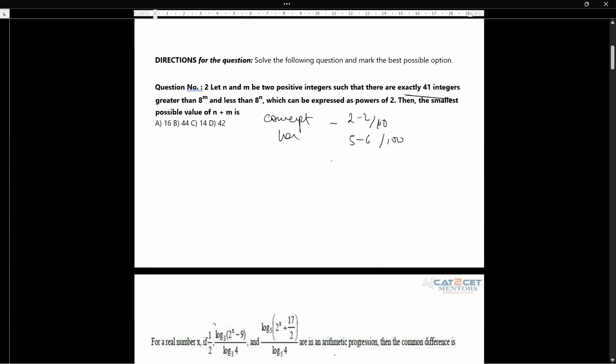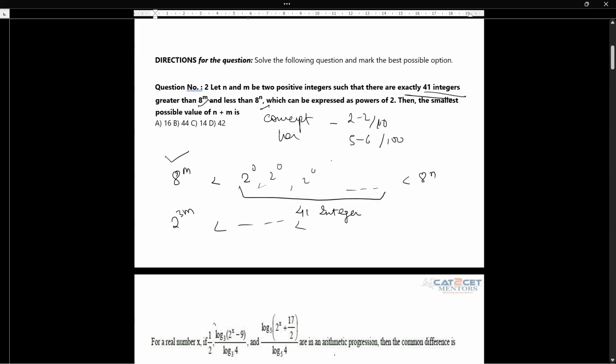First, let us understand: let n and m be two positive integers such that there are exactly 41 integers greater than this and less than this. So you need to understand that 8 can be expressed as 2 to the power something, 2 to the power something, and so on, up to 8 to the power n. This bracket has 41 integers. So when you write this, you are done with 50 to 60% of the question. Now what I need to do is, if there is also a power of 2 in between, then I can write it as 2 to the power 3m. I know there are 41 integers, 2 to the power 3n. Now let us do that.